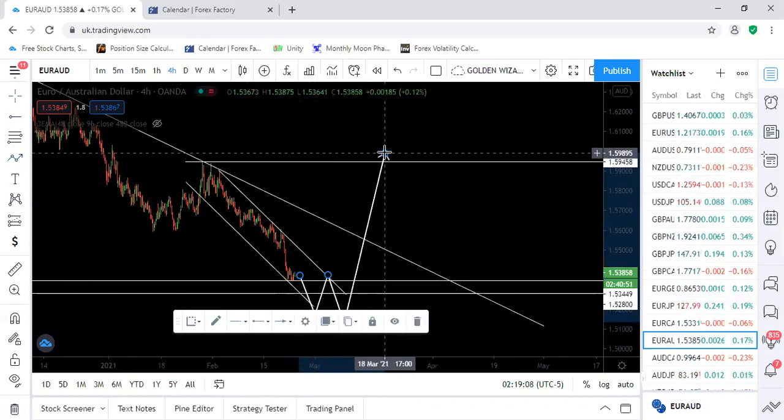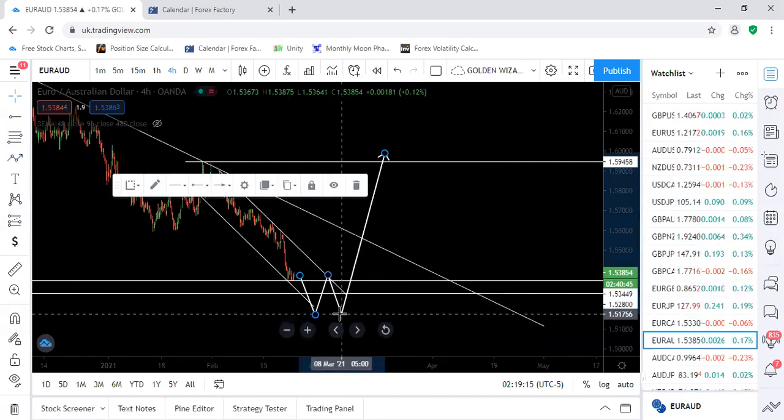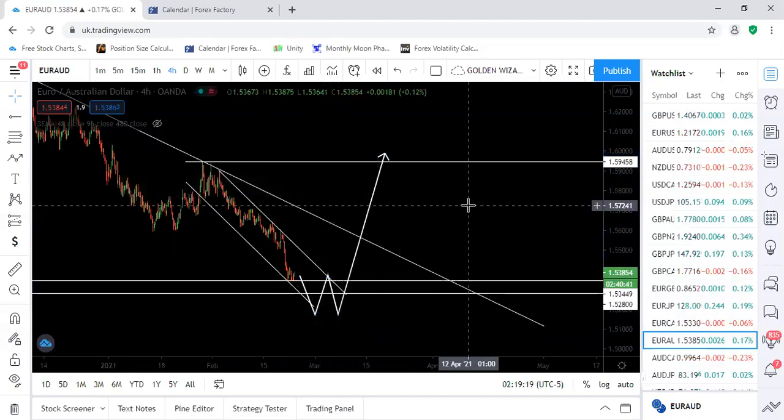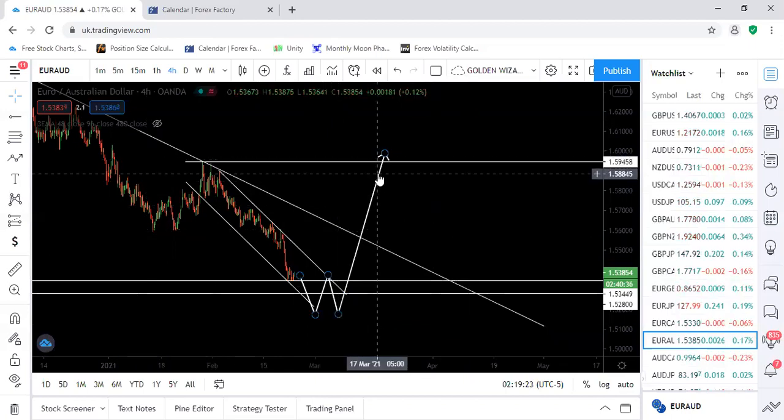I mean, it could be just some kind of action in this area. I think that would be ideal, but I know it may not do that. So again, just a wait and see.